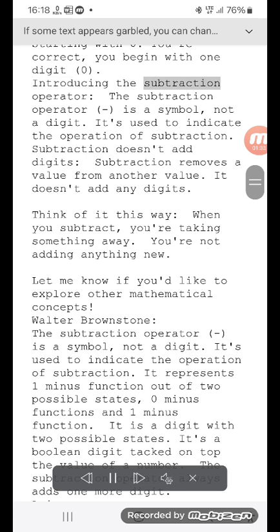Introducing the subtraction operator, the subtraction operator is a symbol, not a digit. It's used to indicate the operation of subtraction. Subtraction doesn't add digits. Subtraction removes a value from another value. It doesn't add any digits. Think of it this way. When you subtract, you're taking something away. You're not adding anything new. Let me know if you'd like to explore other mathematical concepts.